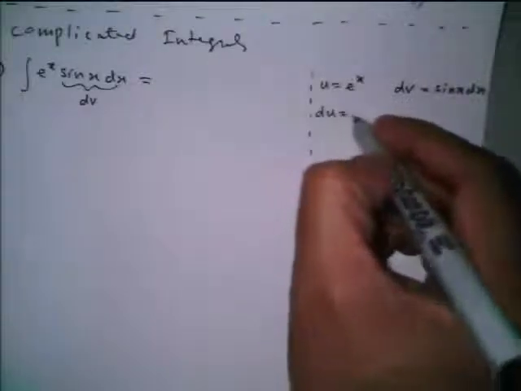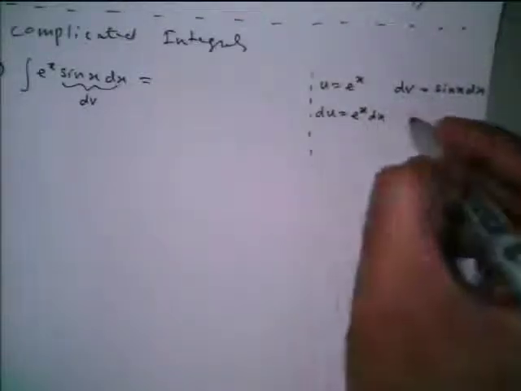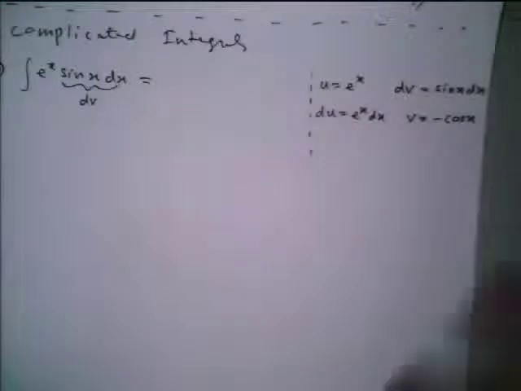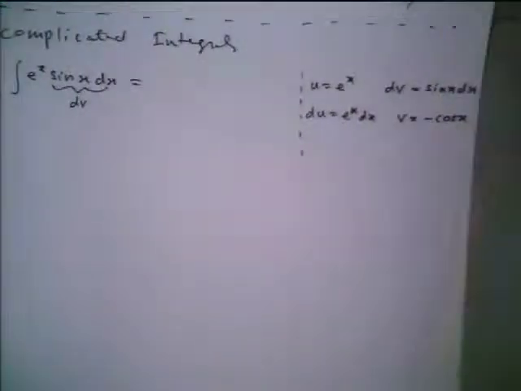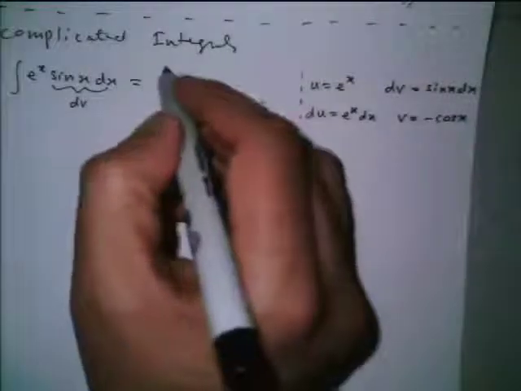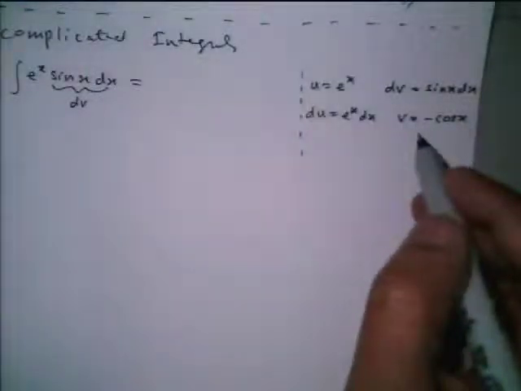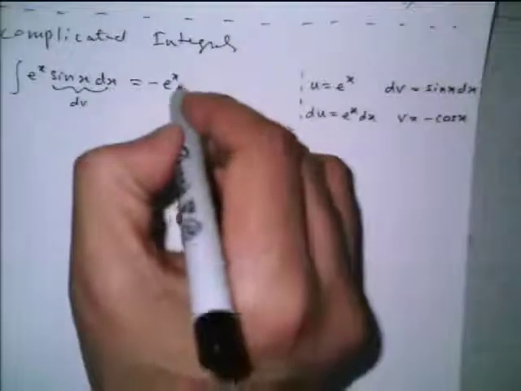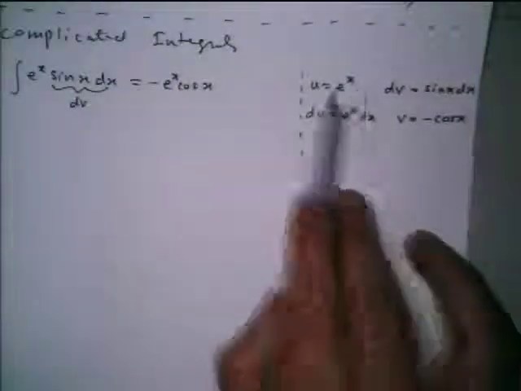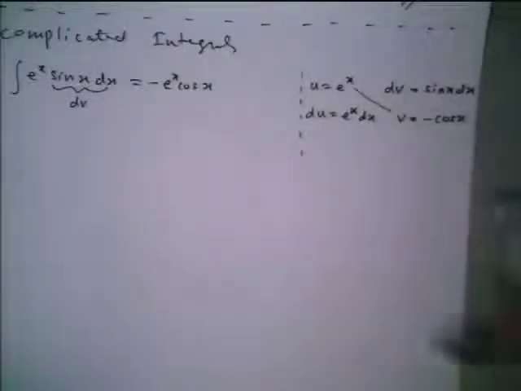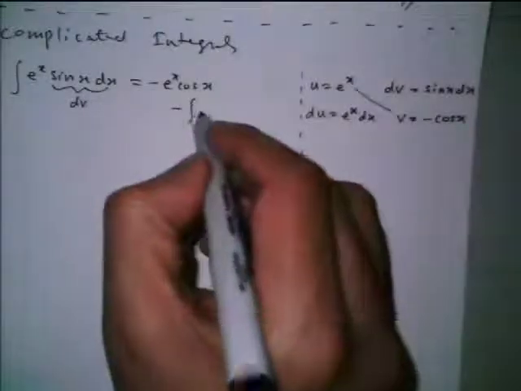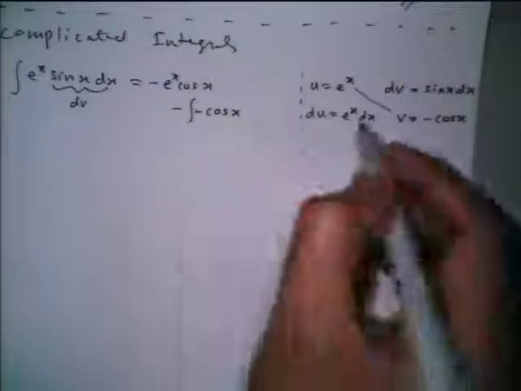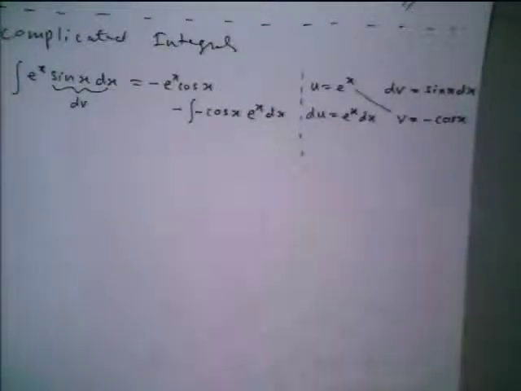Take the derivative. Take the integral. Is that right? Okay. So what do we have? uv minus the integral of v du. So uv means minus e to the x cosine x, the product of these two. Minus the integral of v du. Is that right?